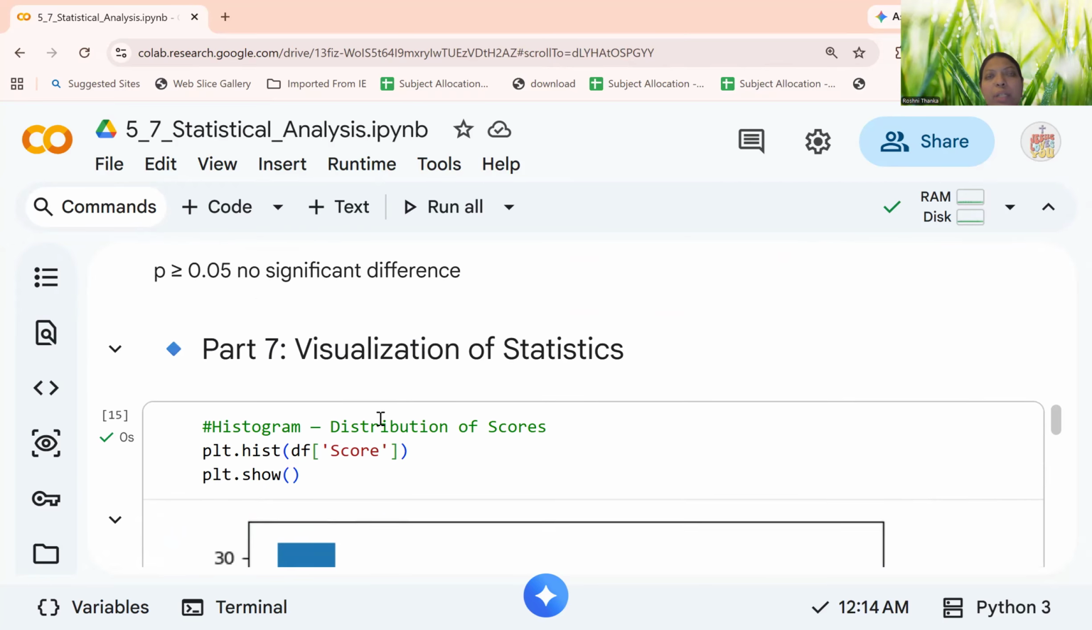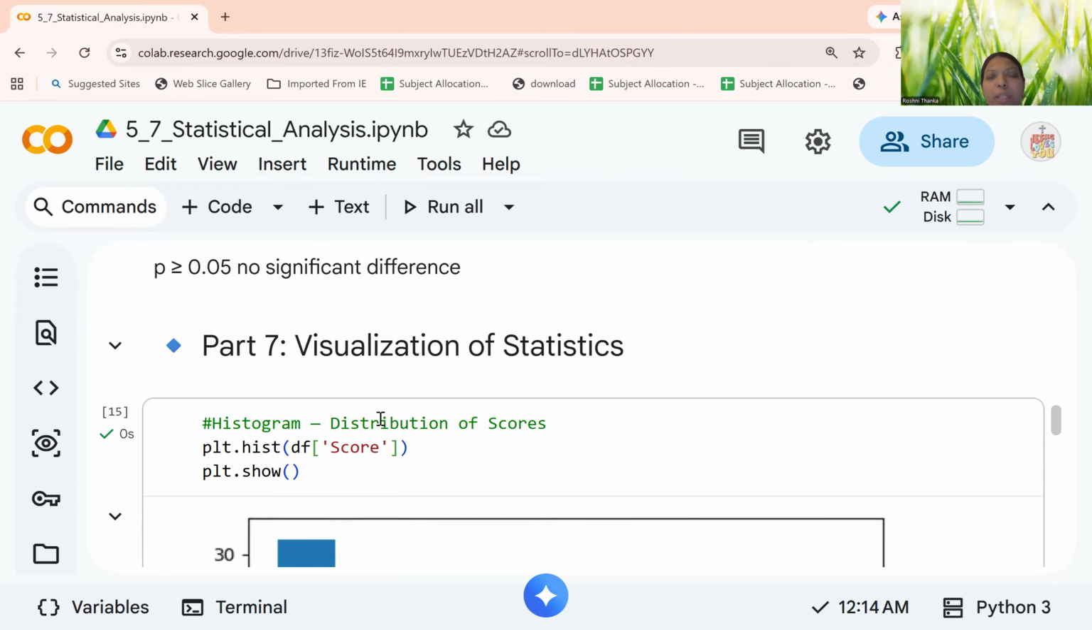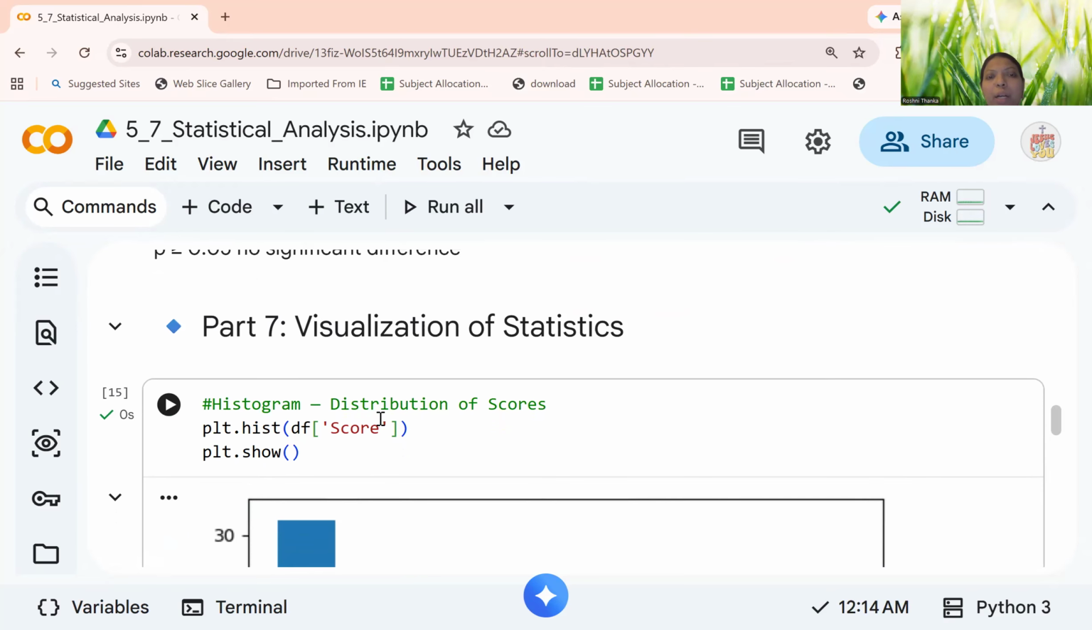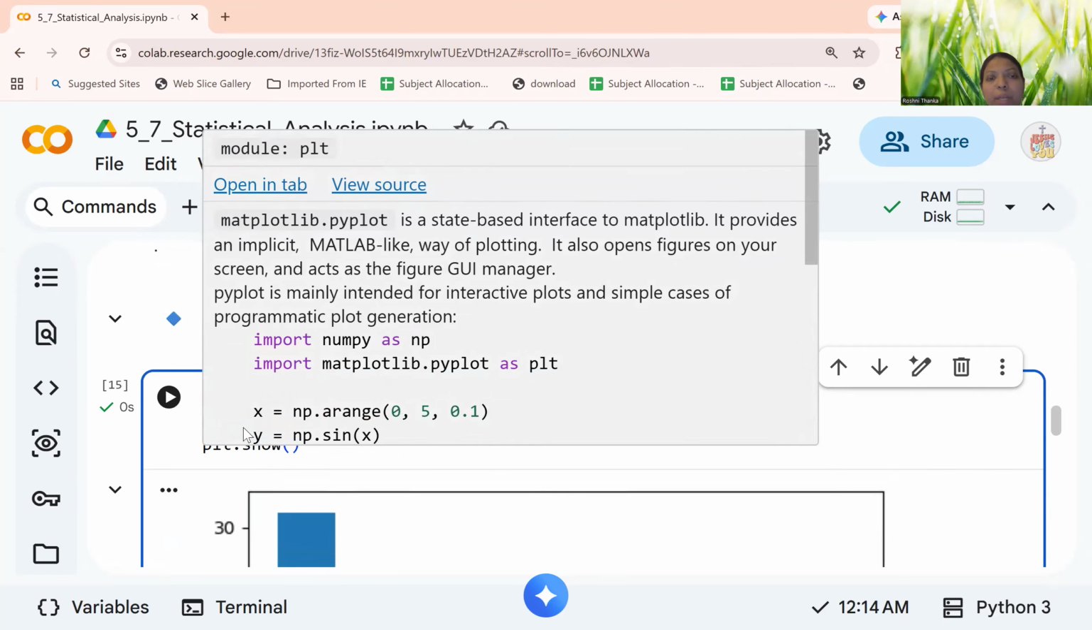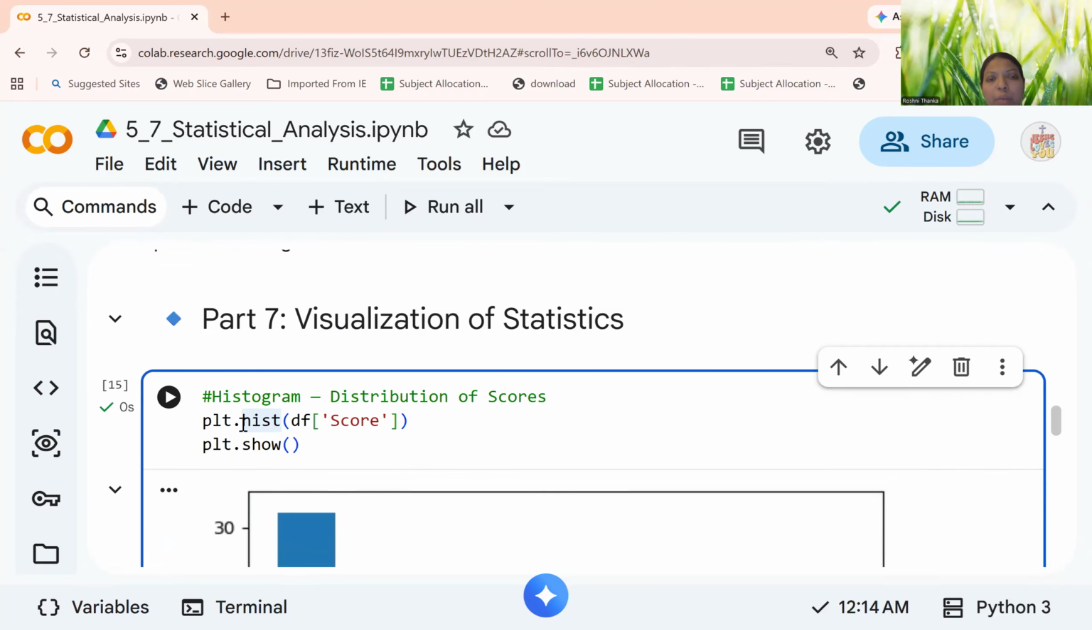Next one is visualization of statistics. What does visualization of statistics mean? We are going to visualize the values. So here we are going to take the score value from the data frame and show it in the form of a histogram. So plt is the variable for matplotlib we saw in the beginning itself. So I'll show it again.